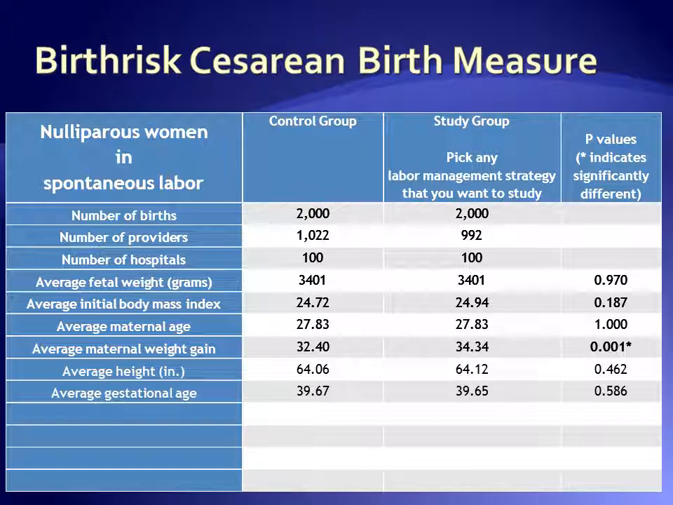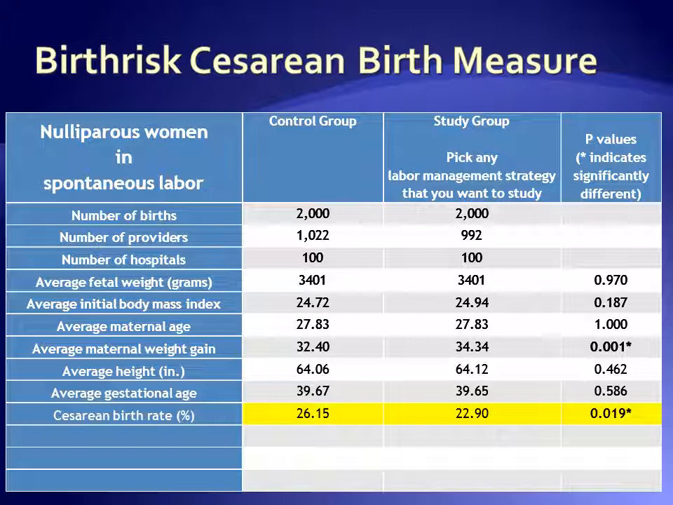It would appear that I have two similar groups of women and that any difference in the cesarean birth rate would come from the labor management strategy that is being studied. And as expected, the study group has a significantly different cesarean birth rate. So therefore, we come to the conclusion that the labor management strategy being studied decreased the rate of cesarean birth.